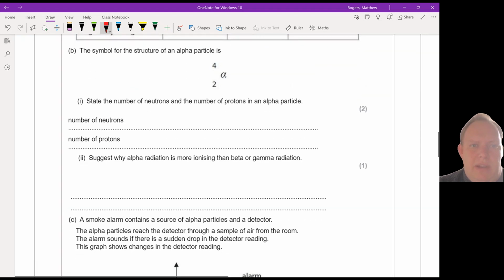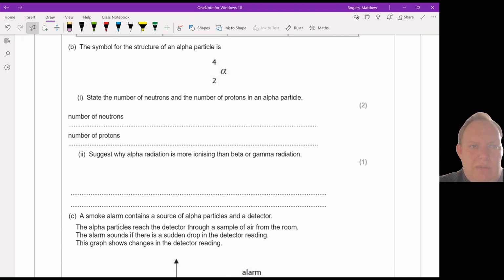The symbol for the structure of an alpha particle is 4,2 alpha. State the number of neutrons and the number of protons in the alpha particle. So the idea here is we have at the top our mass number, which is the number of protons plus the number of neutrons, and down at the bottom we have our proton number.